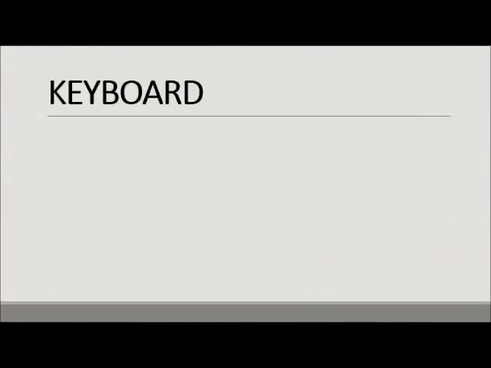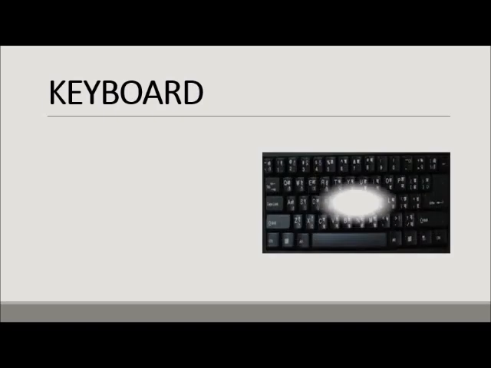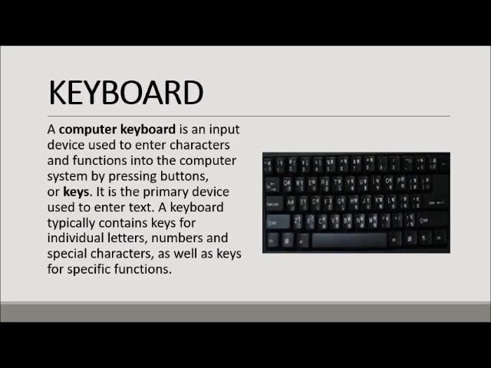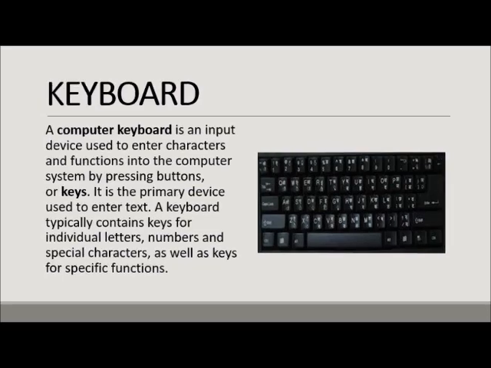Now let us look at a keyboard. On your screen is a display of the keyboard. A computer keyboard is an input device used to enter characters and functions into the computer system by pressing buttons or keys. It is the primary device used to enter text. A keyboard typically contains keys for individual letters, numbers, and special characters, as well as keys for special functions.